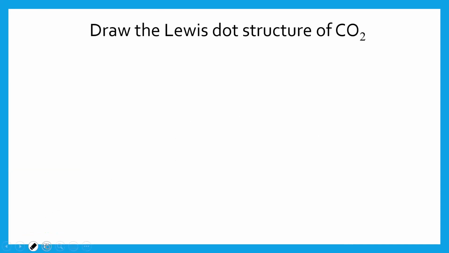Ready for you, so it's a fresh start. Okay, carbon's in group 14, 4 dots, 1 per side. Oxygen's in group 16, so I'm going to have 2 sides with 2 dots, 2 sides with 1 dot.